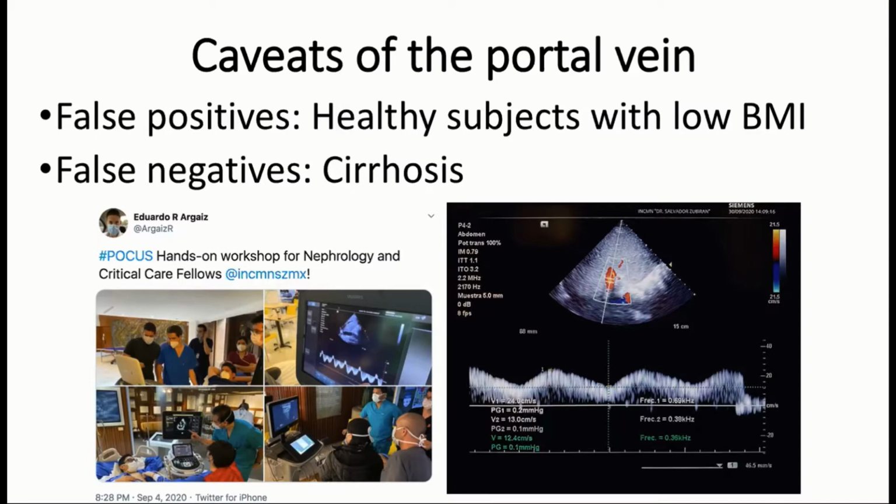And this happens a lot in patients with chronic liver disease because of increased stiffness of the liver parenchyma and thus increased resistance to the transmission of pressure from the right atrium all the way through the liver sinusoids to the portal vein. And so, because of these caveats, it is very important, as with any ultrasound or clinical finding, not to interpret the portal vein in isolation, but to use a multi-organ assessment to increase the specificity of the venous congestion exam.